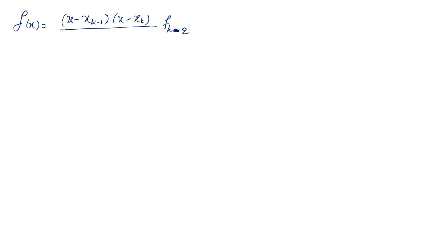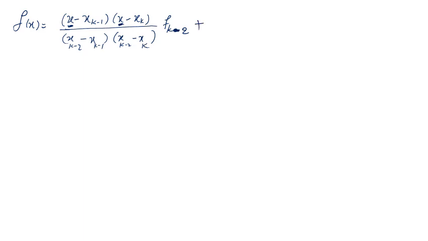First write f_{k-2}, and its quotient is a fraction, where the numerator terms are the differences (x - x_{k-1}) and (x - x_k), and we remove the difference (x - x_{k-2}) from the numerator. In the denominator, this x is replaced by x_{k-2}. That's it: (x_{k-2} - x_{k-1})(x_{k-2} - x_k), right? This is the first term.